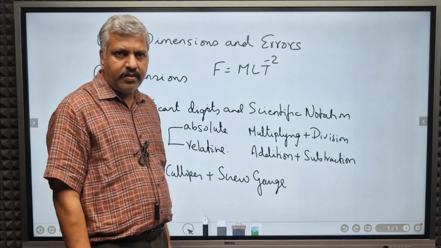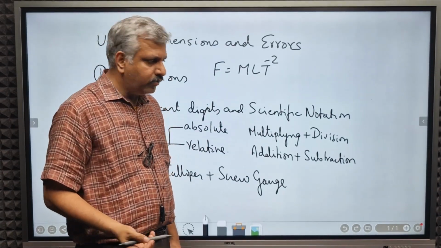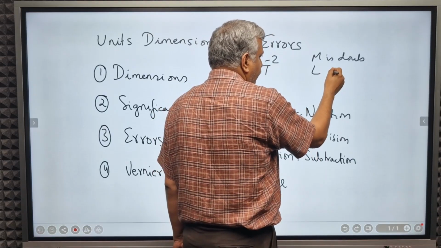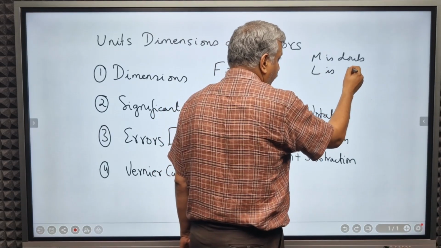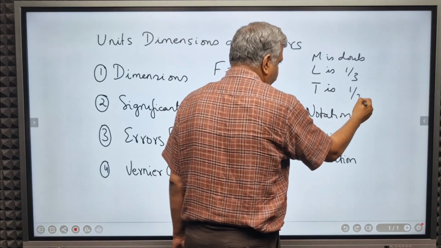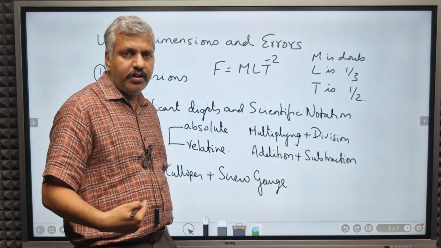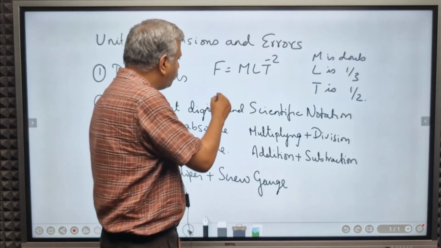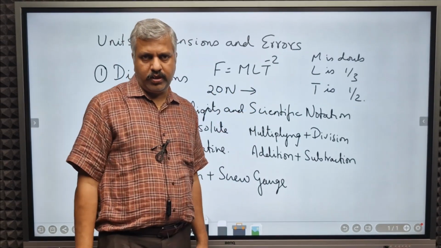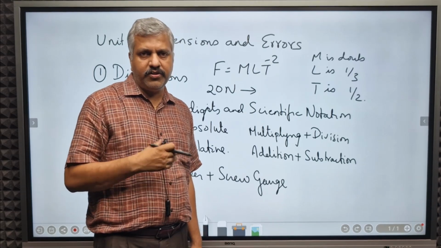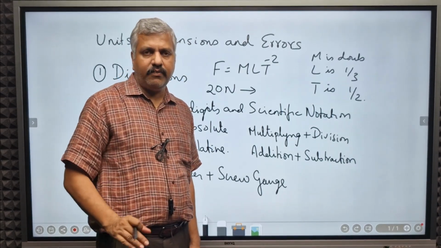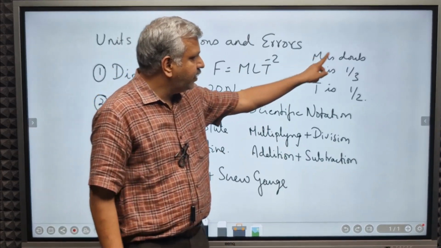Now the question is, the unit of mass is doubled, then the unit of length is maybe made 1/3, and then the unit of time is again made half. Then suppose I have 20 newtons, what will be the value of 20 newtons in the new unit, or what would happen to a given measurement in the new unit? So these kind of questions are a little tough because I have not told you what exactly doubled means.